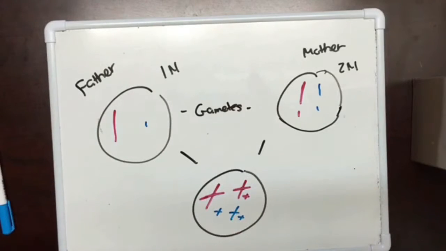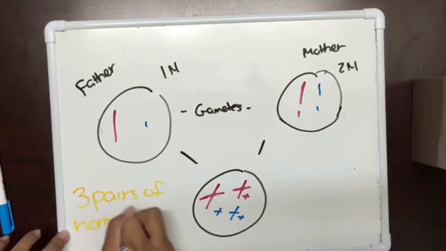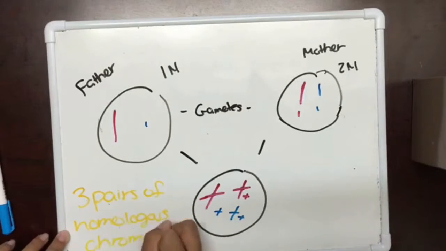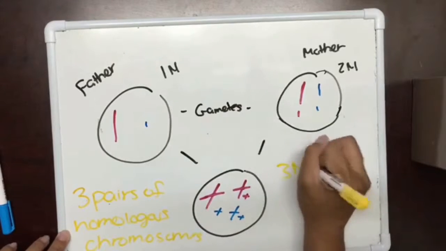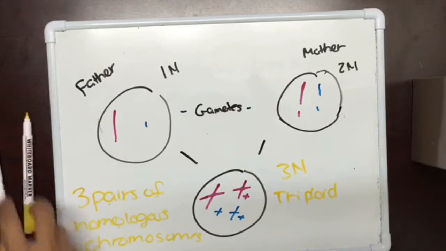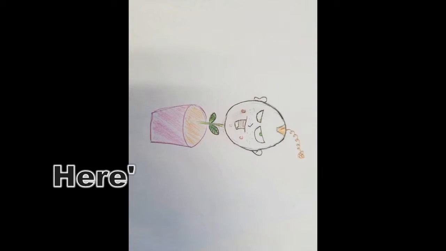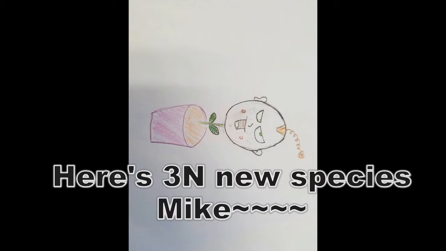Then the chromatids go through replication and become homologous chromosomes. Since there are 3 pairs, this cell is known as a 3N or triploid cell. Here's the new species, Mike.